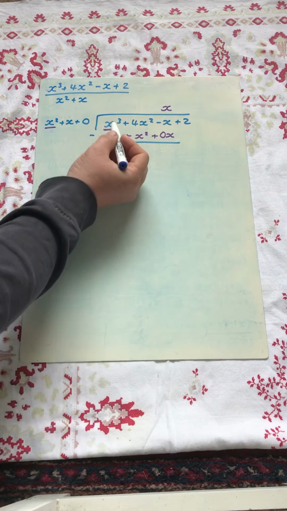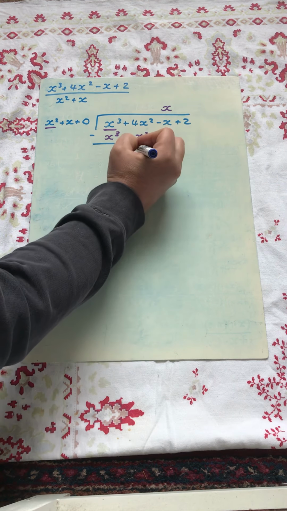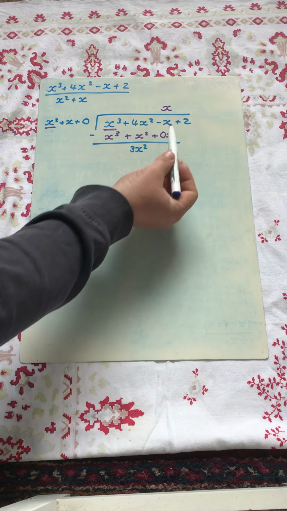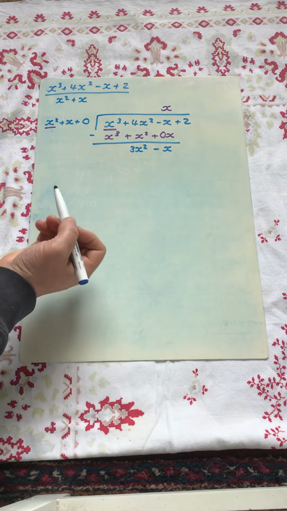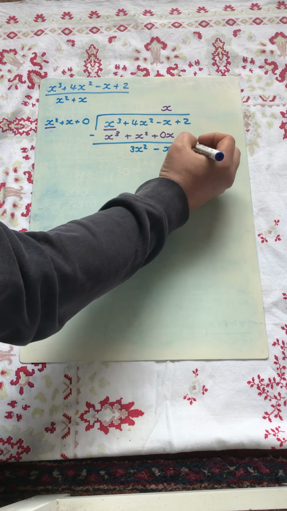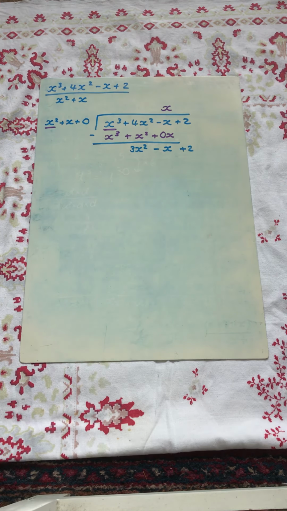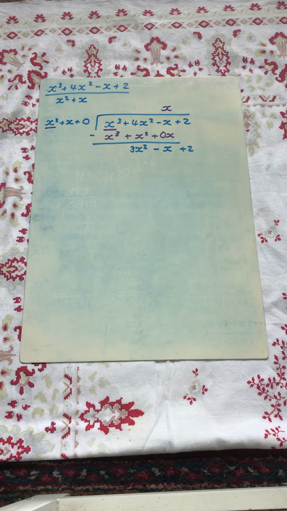So I'm going to do a takeaway. x cubed take away x cubed is 0. 4x squared take away x squared is 3x squared. Negative x take away 0x is still just the negative x. Now, I only had 3 terms here, so I've only got 3 terms here. But there is this plus 2 still there as well. I've just not done anything with it. So we've done the first part of our division. We've got our remainder. This is what you'd sort of slide into your next column when you're doing a normal division calculation.